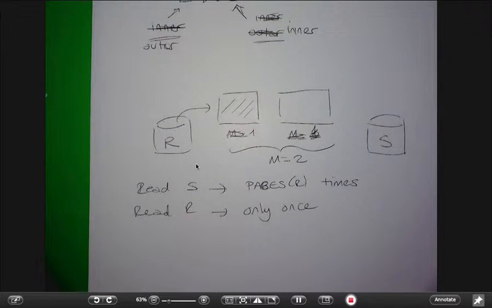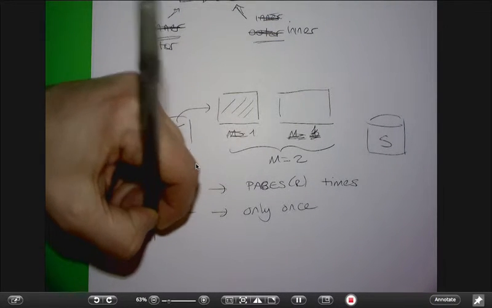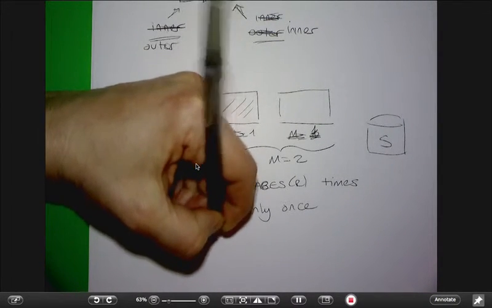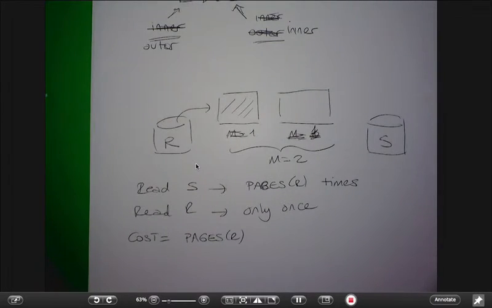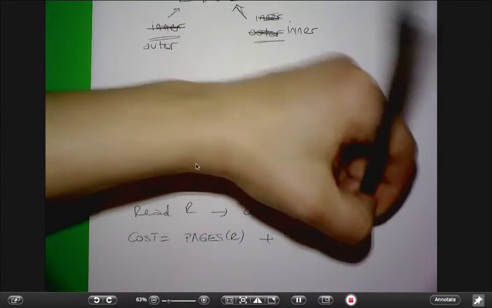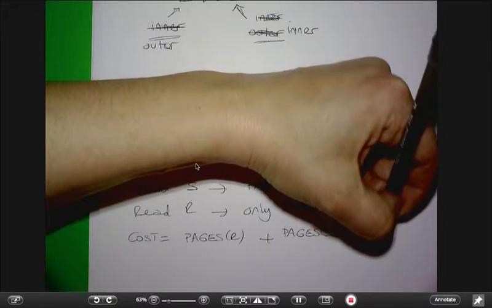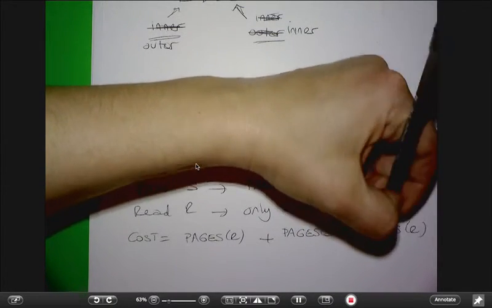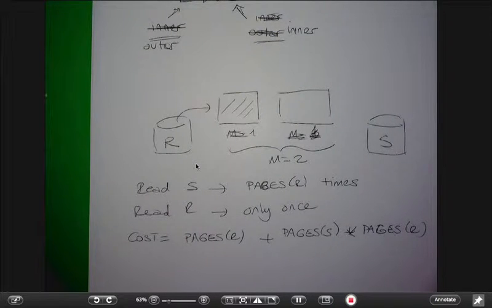And this is the important thing, that in every single join you see, the outer relation you read only once. But the inner relation you may end up reading many times. So the total cost of this is pages of R, because I read R exactly one time, and then pages of S times pages of R, because I read S completely this many times. Okay?